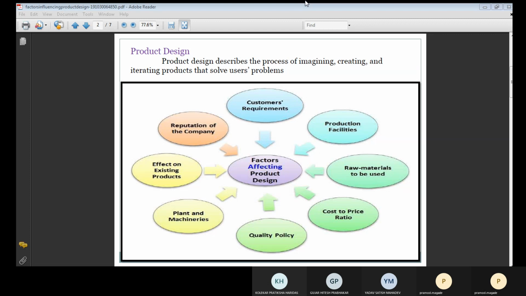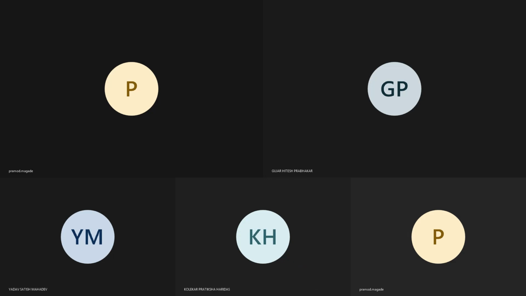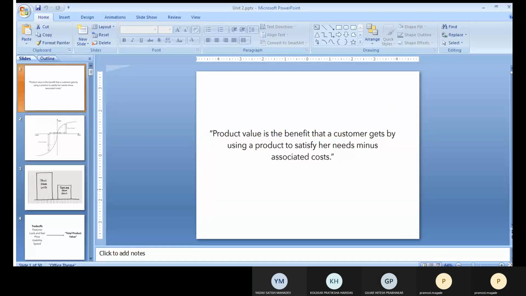Okay, so now we'll see about the next parameter. It is related to the product value. So product value means what? How we can guess or how we can give the value of the particular product. Suppose a sanitizer bottle is there, it is of 100 rupees. Why? So that should be the product value.